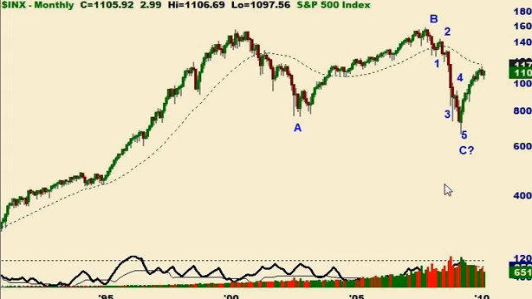I haven't thought that that was the case. This rally looks so corrective. Nonetheless, there it is. It's certainly a possible count, and one that we need to pay attention to, particularly if we carve out that 5th wave up.